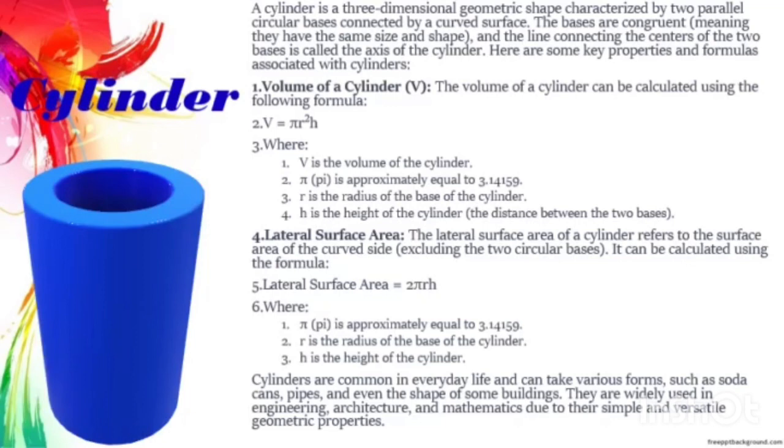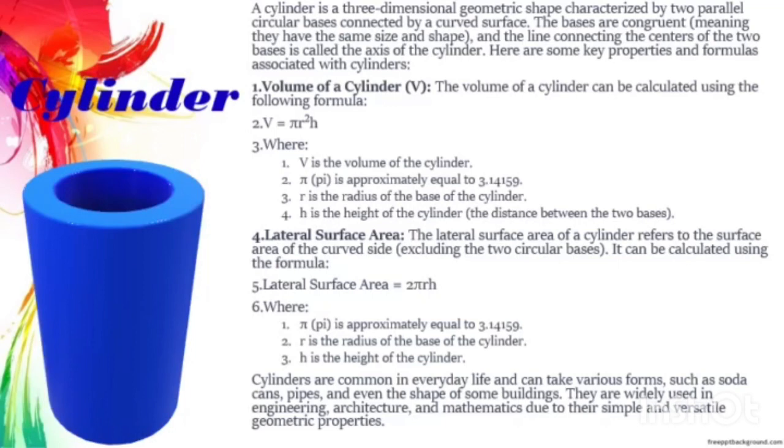Here are some key properties and formulas associated with cylinders. Volume of a cylinder. The volume of a cylinder can be calculated using the following formula. V = πr²h, where V is the volume of the cylinder, pi is approximately equal to 3.14159, r is the radius of the base of the cylinder, and h is the height of the cylinder, the distance between the 2 bases.